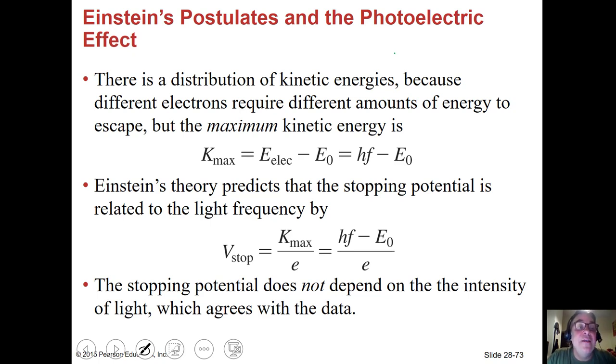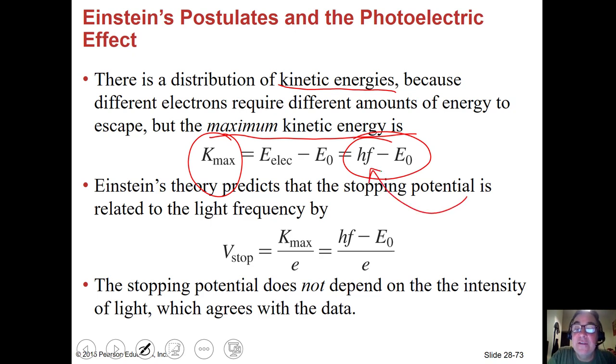There is a distribution of kinetic energies when this process happens. Different electrons require different amounts of energy, but the maximum kinetic energy is, this is the part that I like to see, hf minus the work function. And we saw this before. This is the energy that the photon has, the photon energy, minus the work function. Whatever's left over becomes kinetic energy.